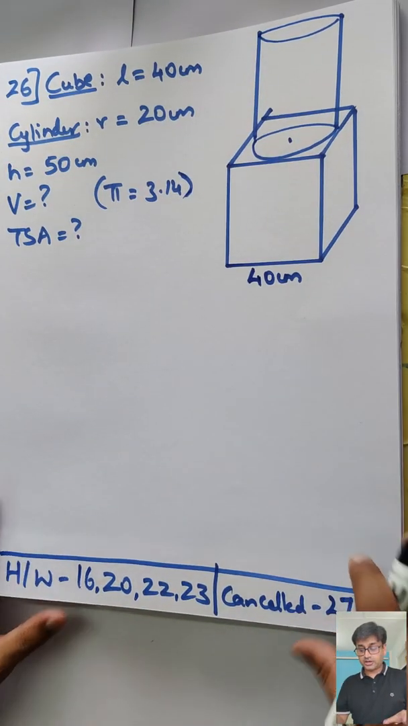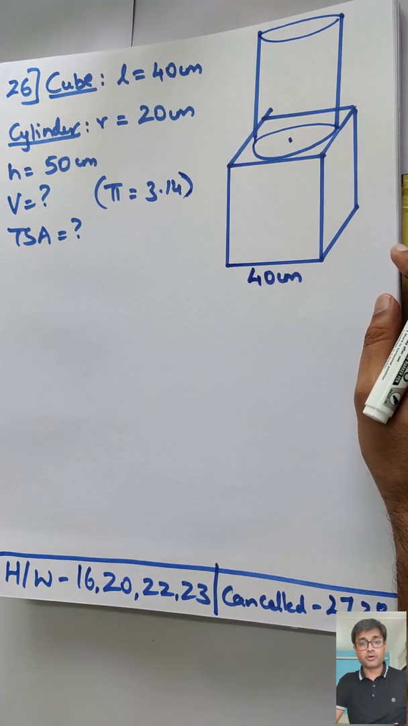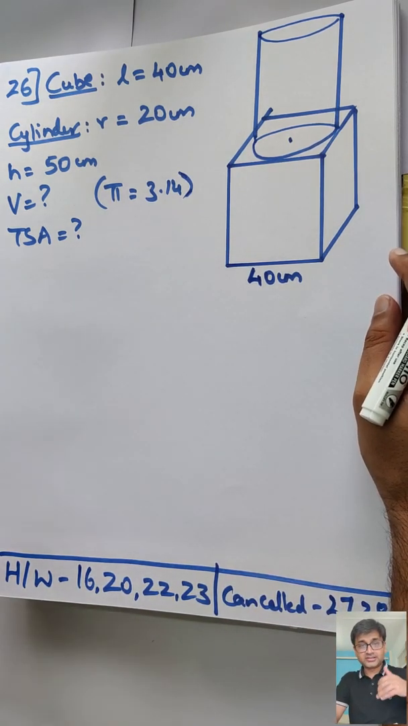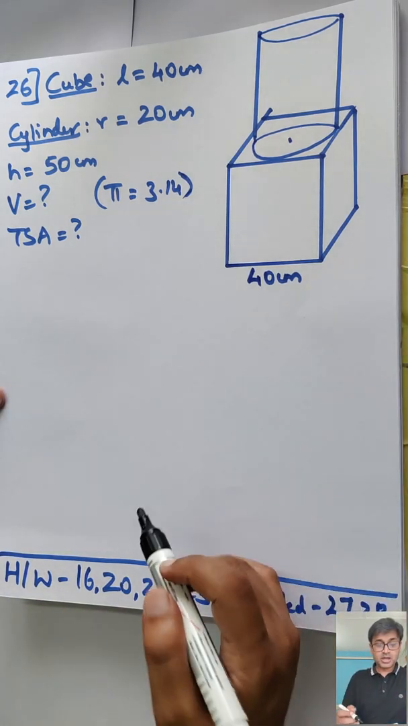Before we go to the last one, 27, 28 are cancelled. Such type may not come in the exam, or mostly do not come. Not cancelled from the board, but you can ignore them. So trust me and go ahead.